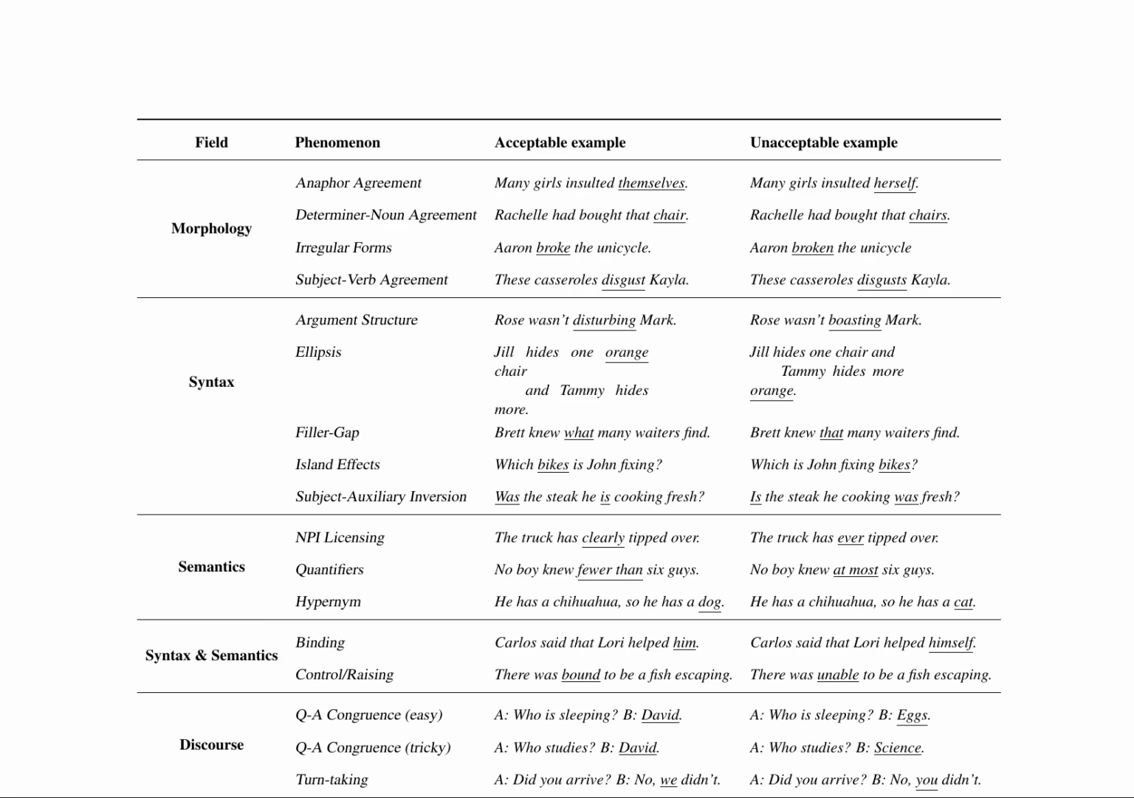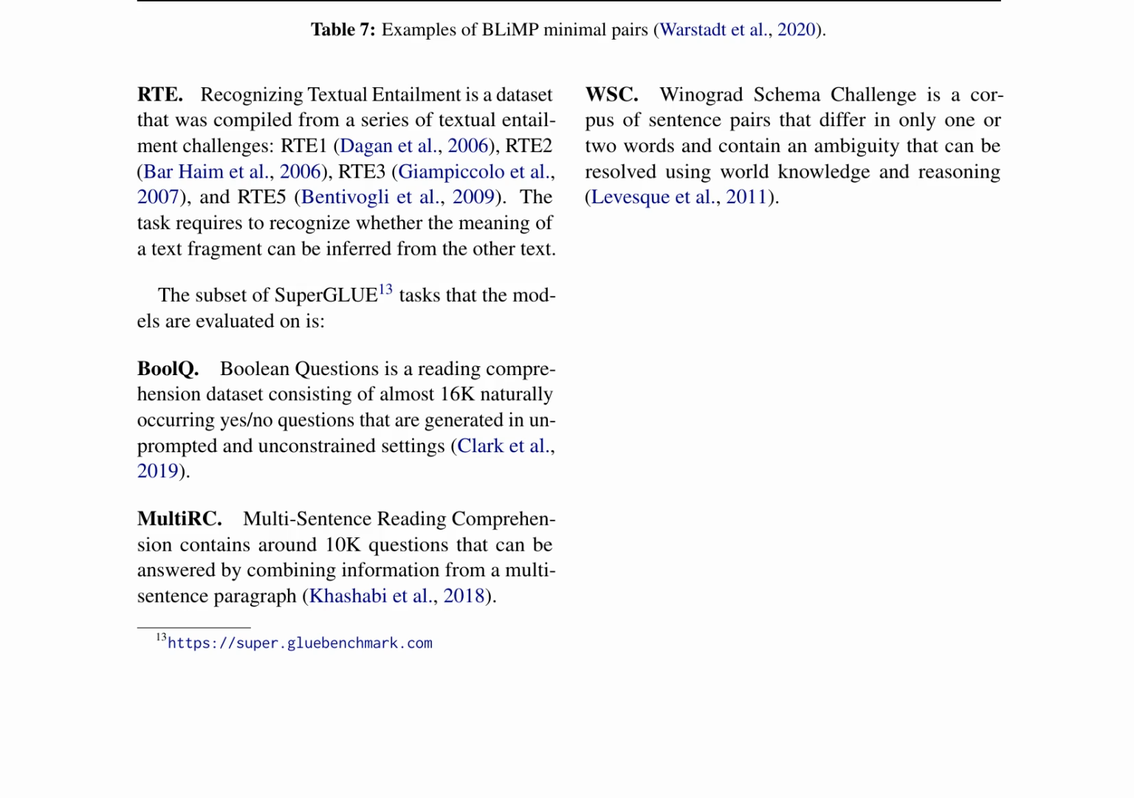The SuperGLUE benchmark is a comprehensive evaluation suite for language models, comprising 4 tasks: recognizing textual entailment, RTE, Boolean questions, BoolQ, multi-sentence reading comprehension, MultiRC, and Winograd Schema Challenge, WSC. RTE requires models to recognize whether the meaning of a text fragment can be inferred from another text, using a dataset compiled from a series of textual entailment challenges.